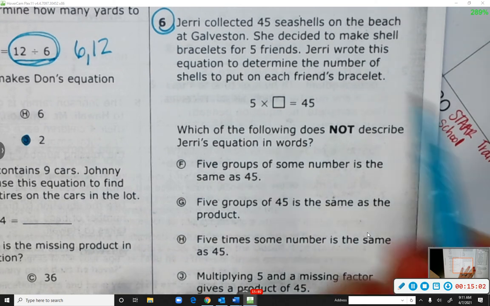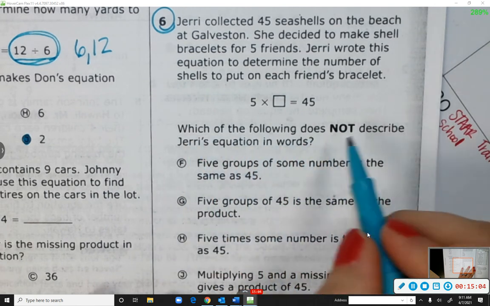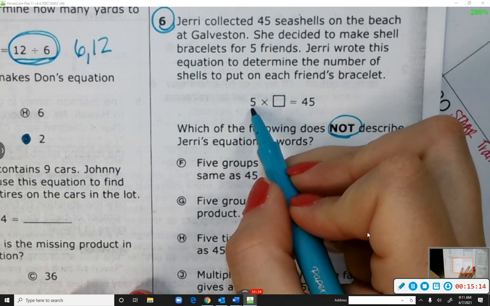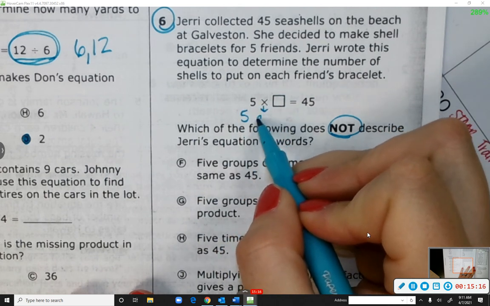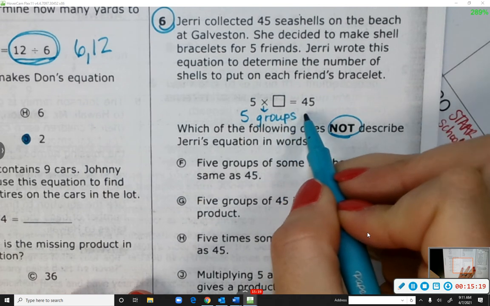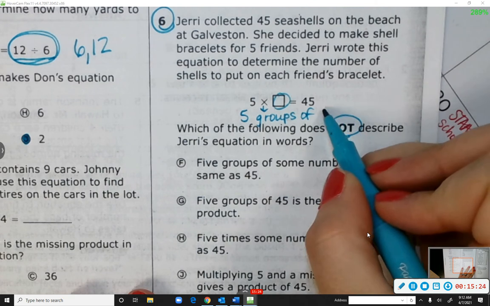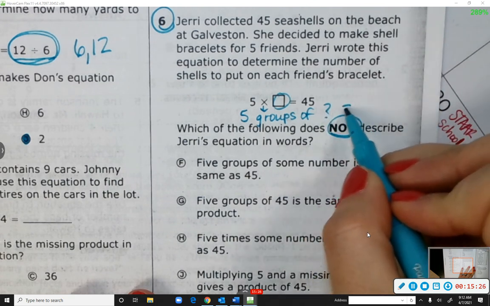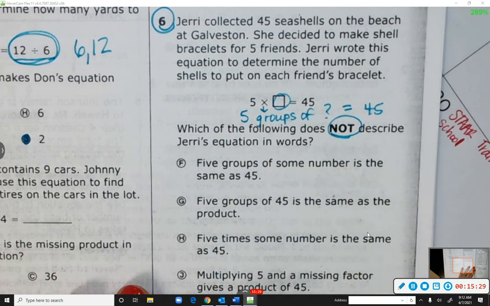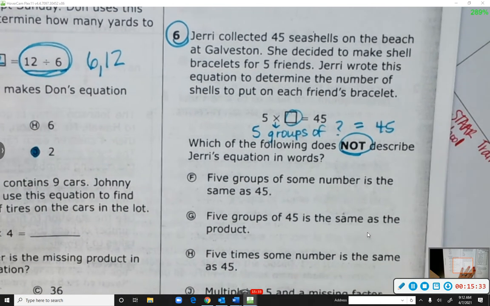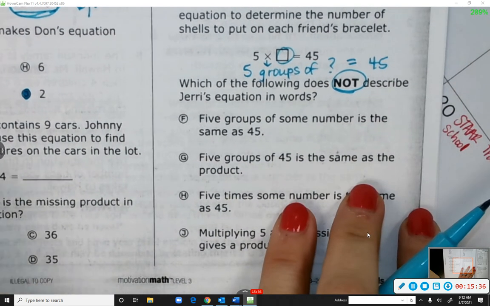Okay, so we need to figure out which of the following does not describe Jerry's equation in words, okay? Now, when we first started learning multiplication, we said that we could say 5 groups of, well, we don't know the second number, so we could just say 5 groups of something equals 45, okay? So now we need to go through each answer choice and figure out which one is not correct, okay?